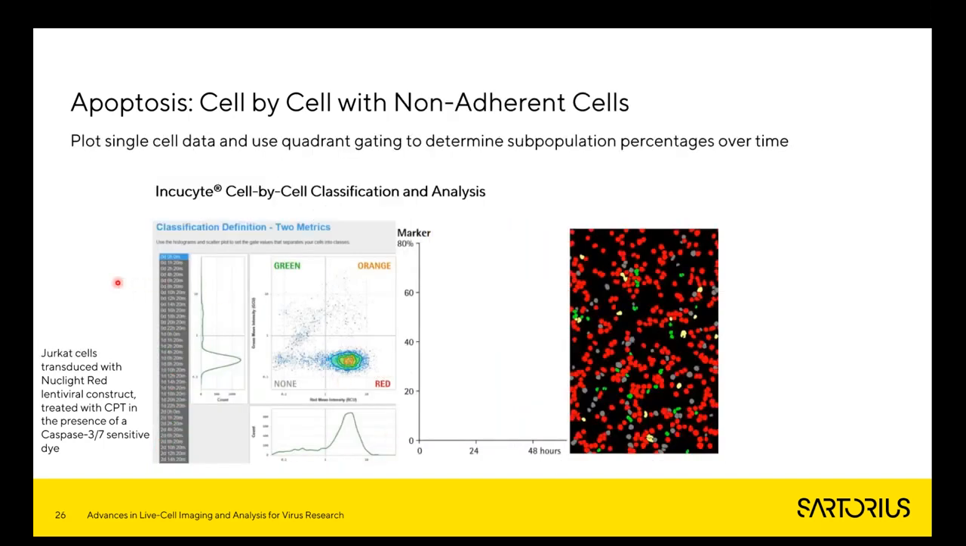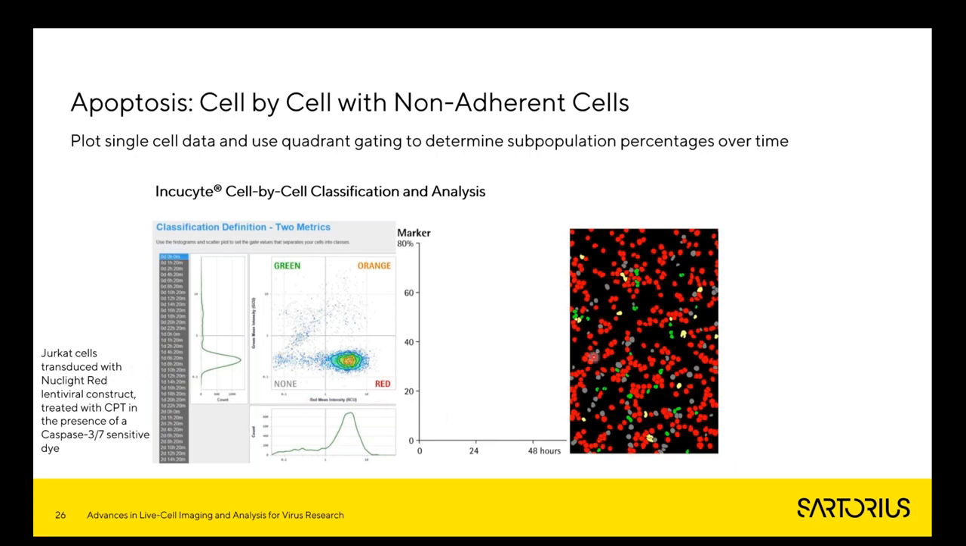In this next example, I'm going to show you again using the cell-by-cell module to effectively analyze suspension cells, not adherent cells, to perform subpopulation analysis. If you remember from my first video, I mentioned that the plates in the Incucyte remain stationary, so cells don't move around when acquiring the images. This is useful when you're interested in working with suspension cells, as the cells are not moving too much in the wells. In the video I'm going to play next, I'm going to use the same example as the previous slides, but in this case we're looking at Burkitt cells, which are suspension cells. They're transduced with Nuclight, and they're being treated with camptothecin in the presence of a caspase 3/7 sensitive dye in the green channel.